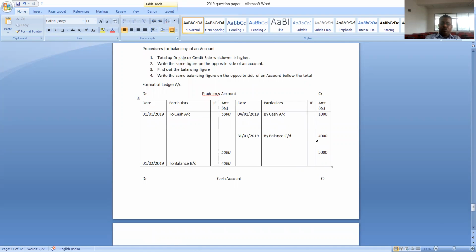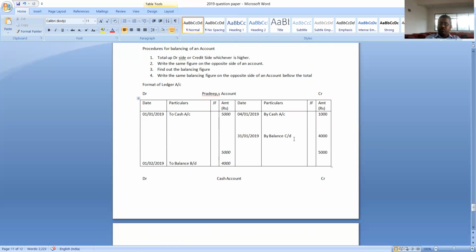See here. Here is the closing balance. For closing balance, we should write the closing date of the month, and we should call it as what? Balance carried down. If it is on the credit side, by balance carried down. If it is on the debit side, we should write to balance carried down. Understood? This is the third step.